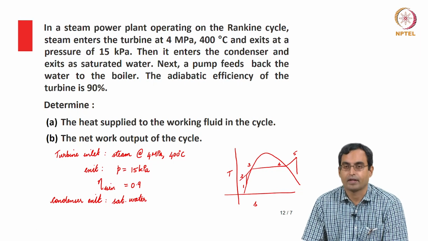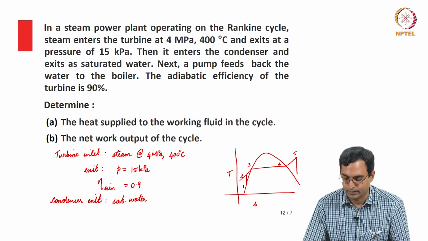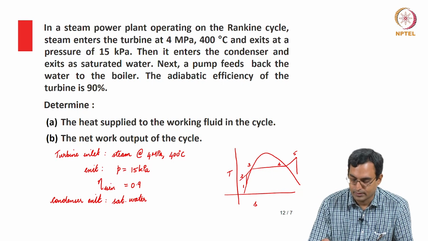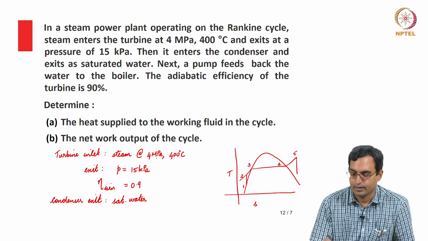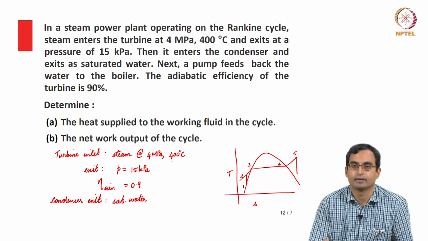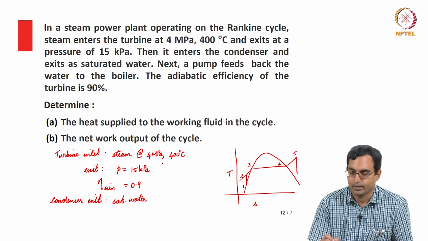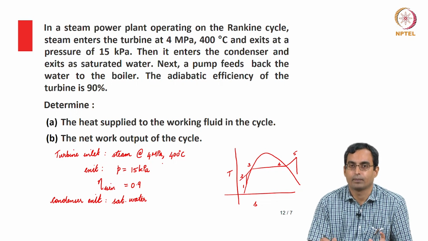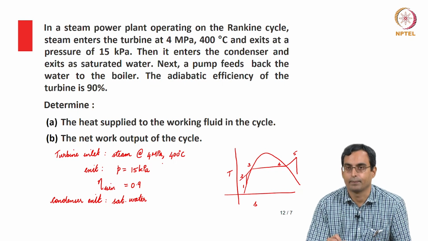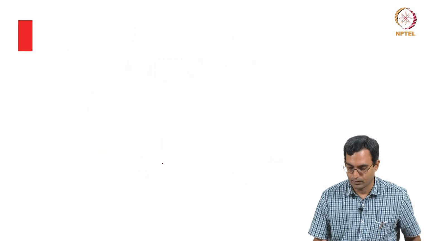So, let me find out for the ideal process what happens first. For the ideal process, my point 5 is 4 megapascal, 400 degrees centigrade. I can find out the enthalpy, I can also find out the entropy. These should be there in the superheated tables. So, that is essentially what I am going to do.